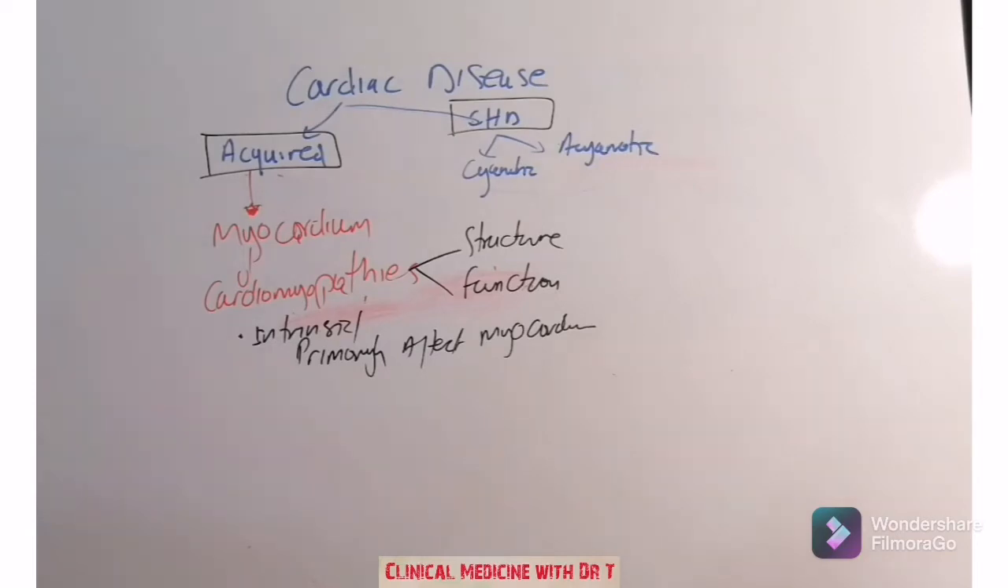It must. So hypertension, coronary artery disease, those are not intrinsic to the myocardium. So cardiomyopathies, they primarily affect the myocardium. That's what I want you guys to get. Cardiomyopathies, they affect the myocardium. These are diseases of the myocardium, right?